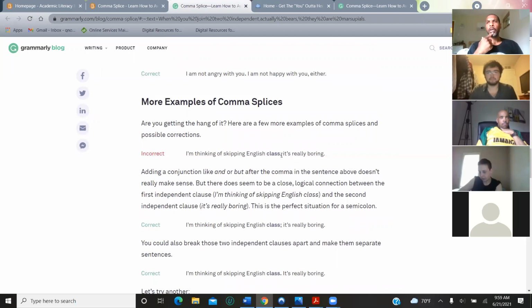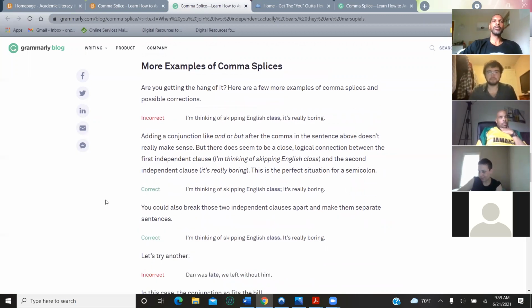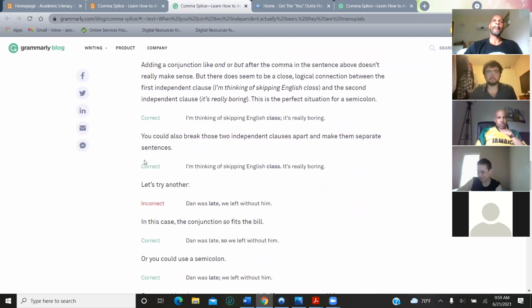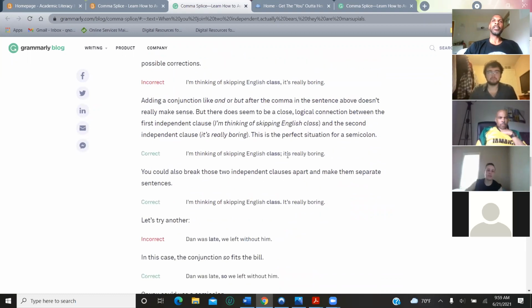Separation or a semicolon will work best in this context. This is the perfect situation for a semicolon. And here's our two fixes, right? Here's a semicolon, and then here's some separation.